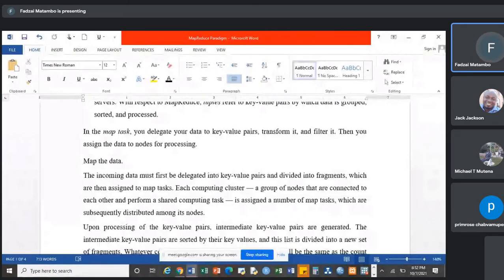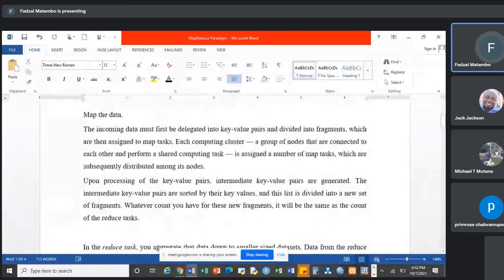So in MapReduce, it is like two processes which are just combined together. There's mapping and reducing. So you have a big data set. It has to be mapped first, and then it will be reduced. So for the mapping of the data, the incoming data must first be delegated into key value pairs and divided into fragments, which are then assigned to map tasks.